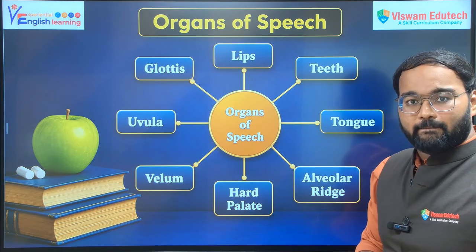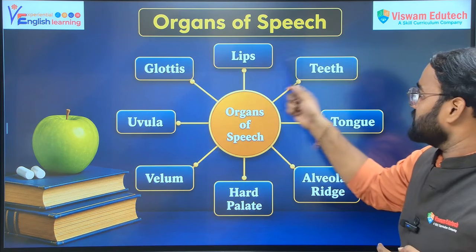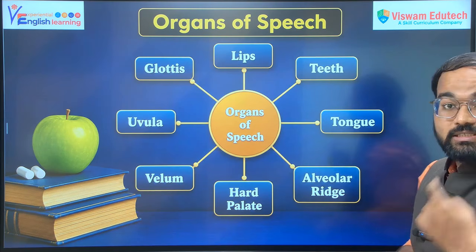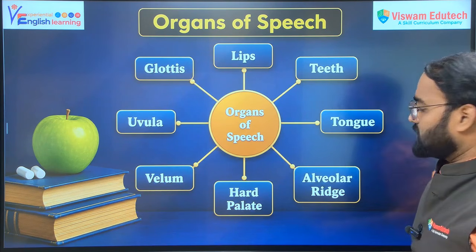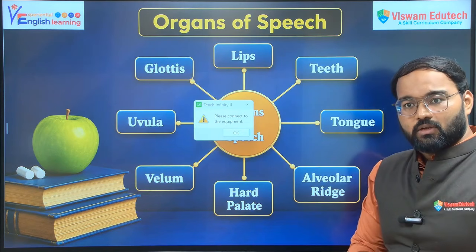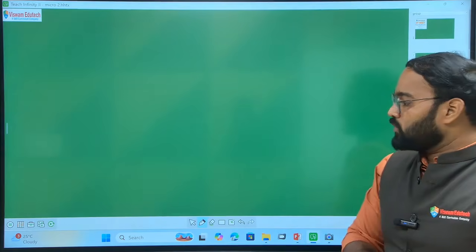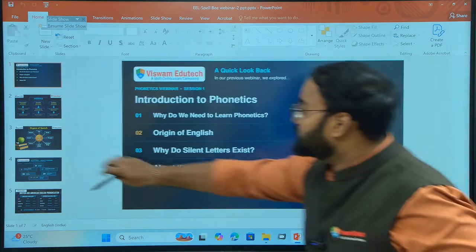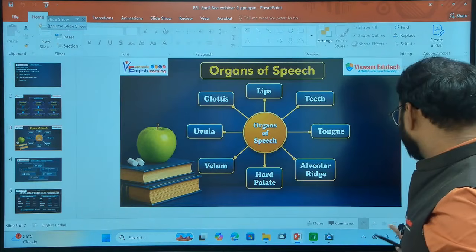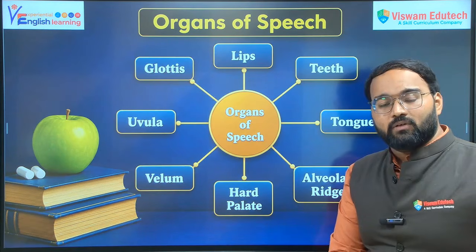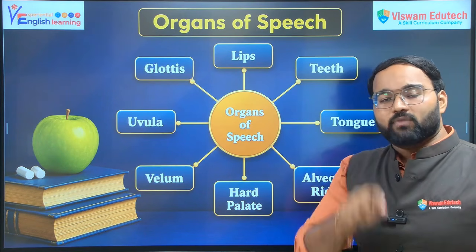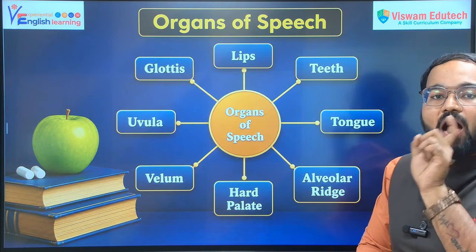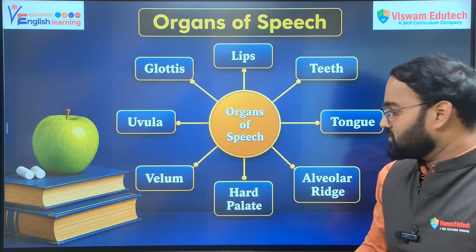Lips, teeth, tongue, alveolar ridge, the upper part of the mouth. So what is alveolar ridge? The upper part of the mouth behind the teeth, that's alveolar ridge.